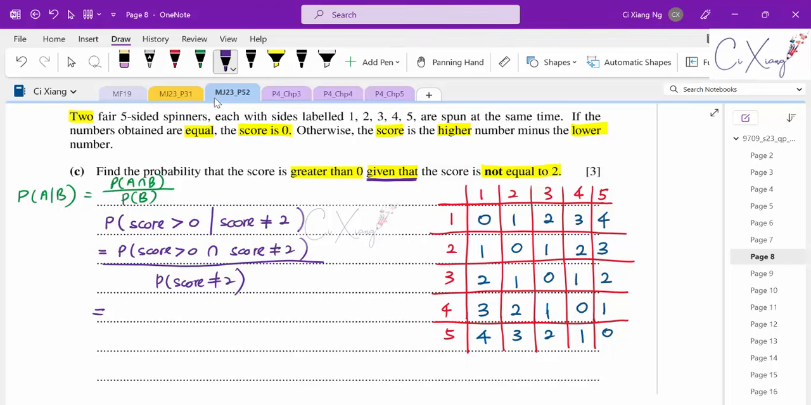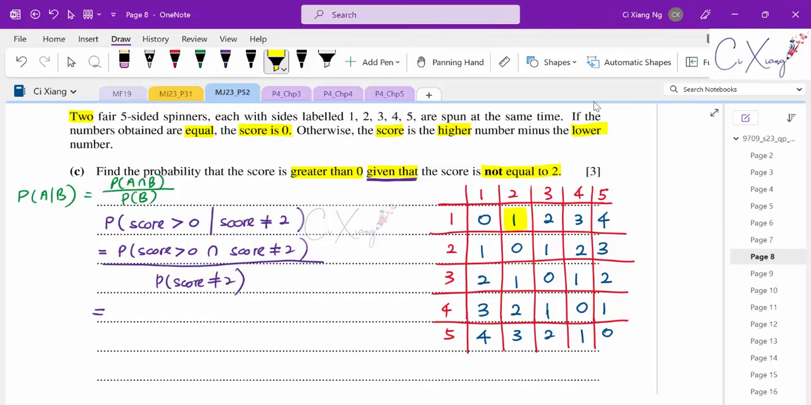Okay, so we focus on the probability above the fraction first, the numerator. Score greater than 0 but not equals to 2. So maybe you can try to figure out which one fulfills these two events. Score more than 0, score not equals to 2. So all the 0 definitely not correct, right? Okay, so 1 can be. So 1 is the score that is more than 0 but not equals to 2. So 1 is the correct result that I want, one of the results I want.